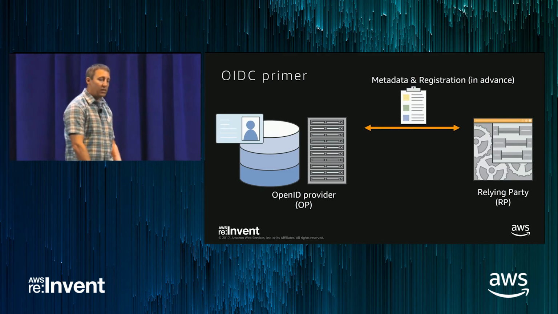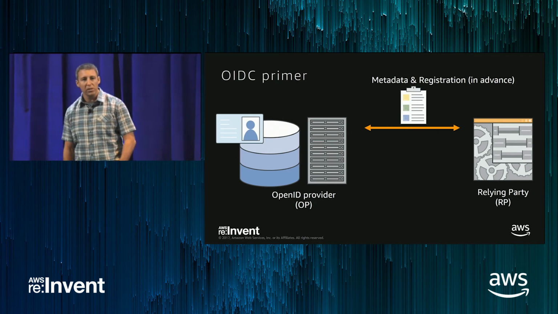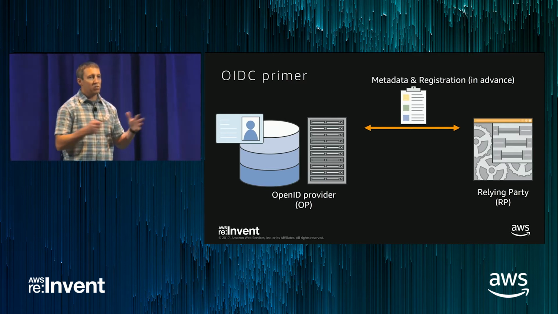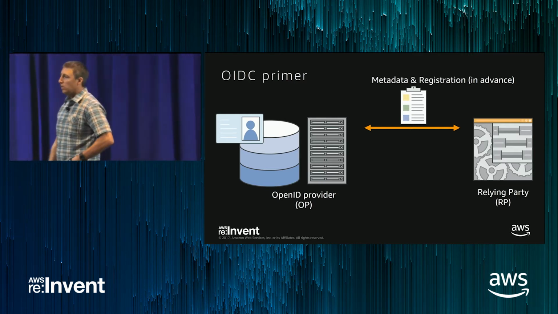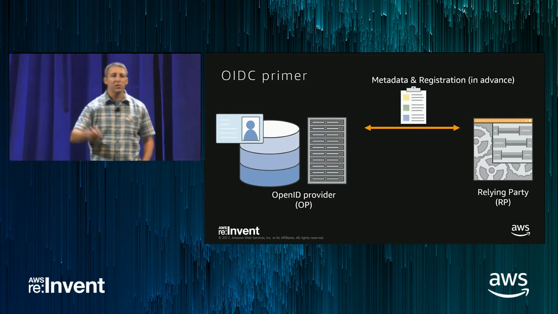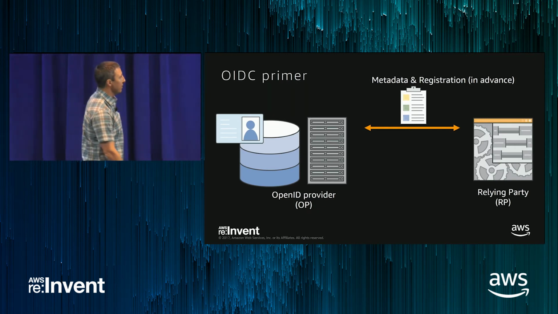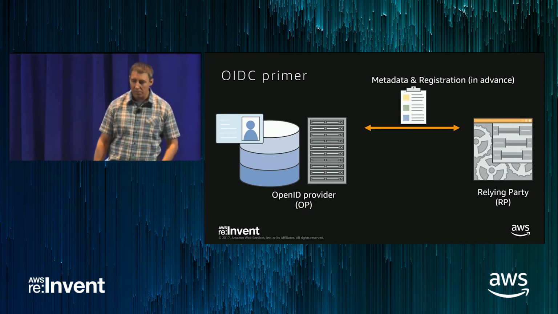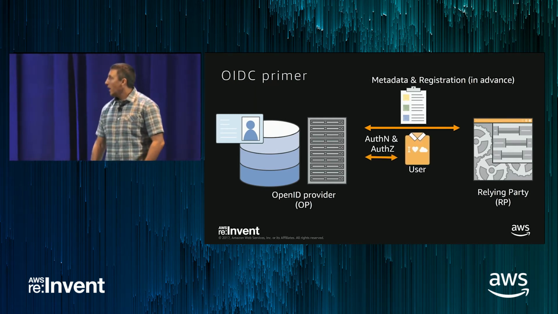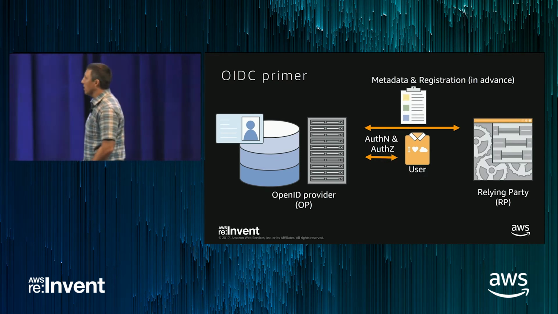Same as before, these two get together ahead of time. There is a metadata document here as well, but it doesn't serve the same purpose. This is where the OP is providing description about where its endpoints are and things of that nature. There is a registration process where you'll go and register your app with the OpenID Connect provider and get back a client ID and client secret. And we'll see that in a bit. So that's establishing the trust for OpenID Connect. Same as before, all the authentication and authorization is going to happen by way of the OP.